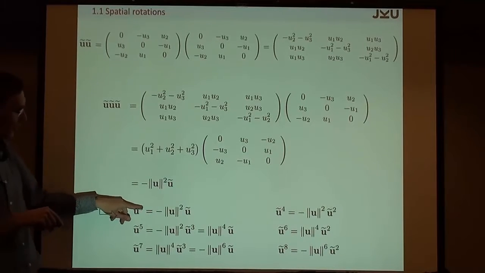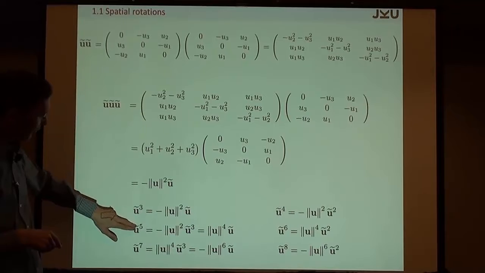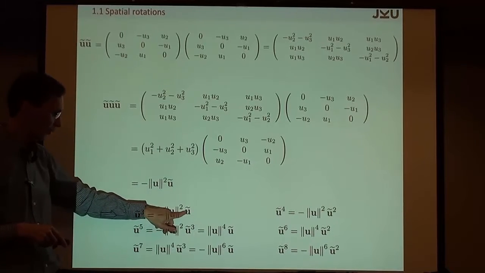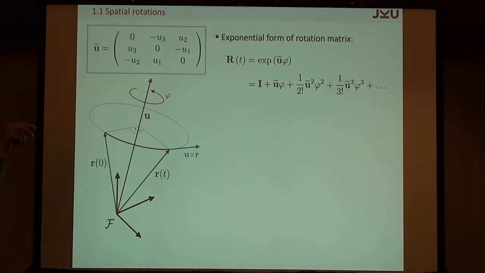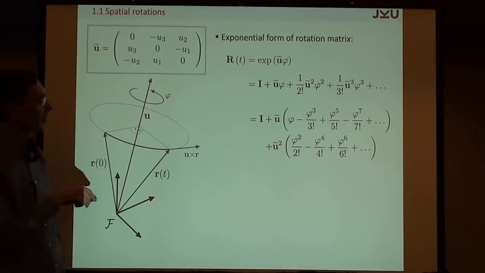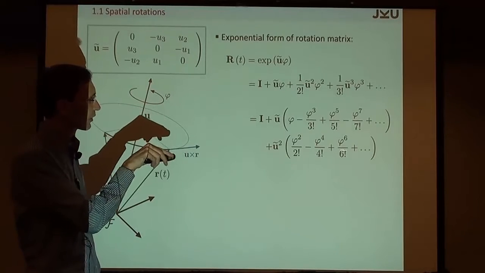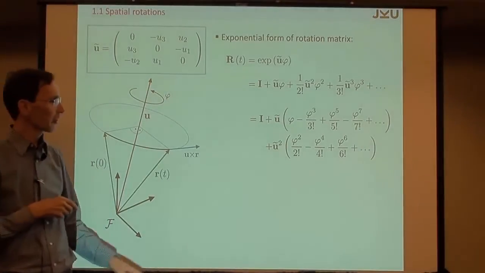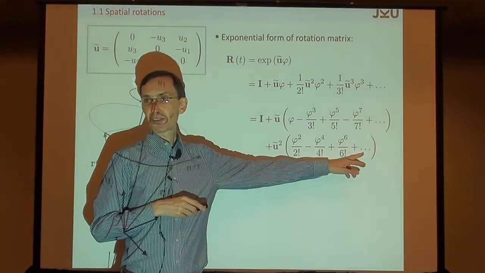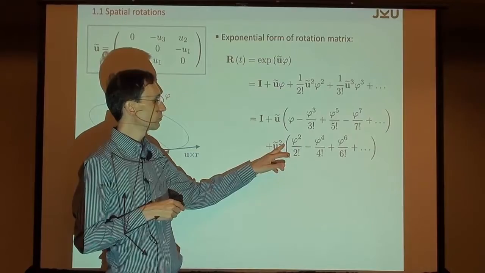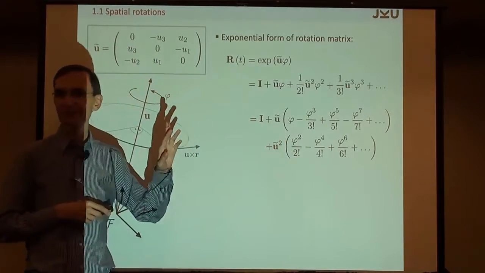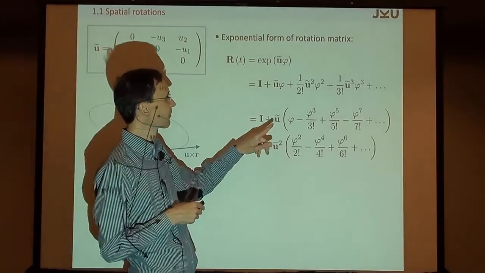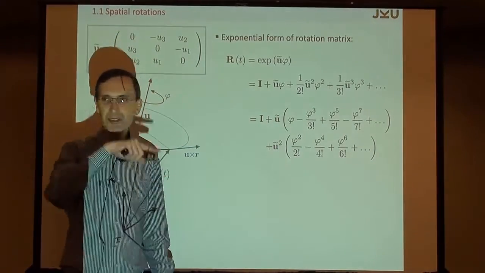So apparently all the powers can be expressed in terms of u tilde or u tilde squared. And if you collect them all together, then you get something that you might recognize. What is this? It's the cosine expansion, 1 minus cosine. Well, what is cosine, what is sine? This one is sine, yes, because sine is an odd function, right?